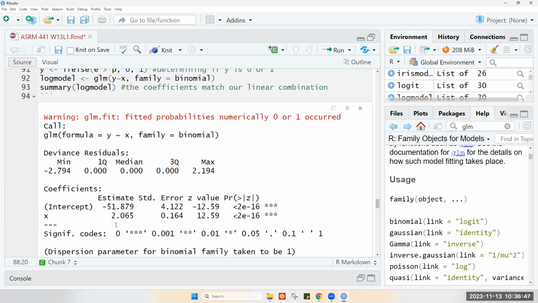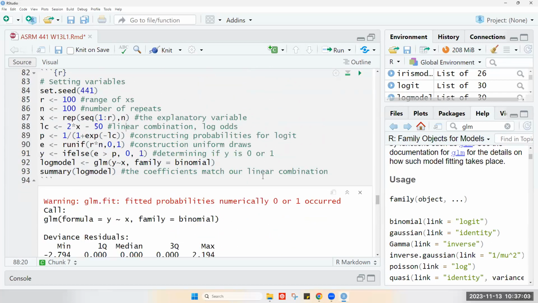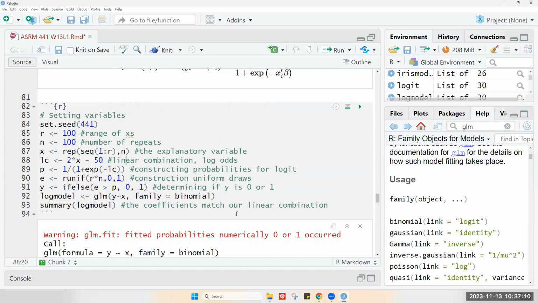Okay, we have an x of 2.1 and a standard error of about 0.2. And we also have an intercept of negative 52 with a standard error of about 4. So they're both about half of a standard error away from their true values. So you can look at this example and see how the logistic regression really works.